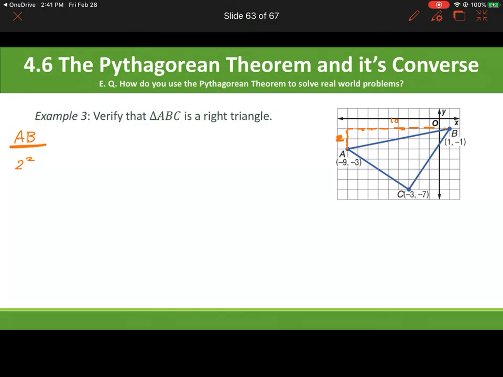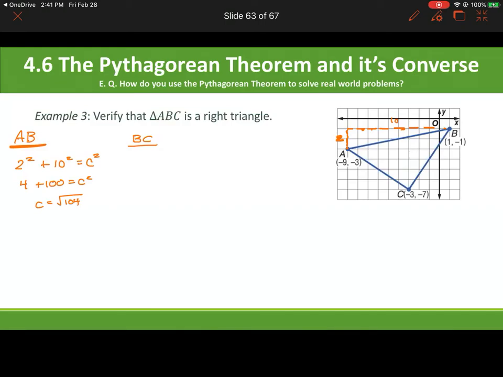We get 2 squared plus 10 squared is equal to C squared. So we get 4 plus 100 is equal to C squared. So C is equal to the square root of 104. And we can leave it that way. That's fine. We will do the same thing for B to C.